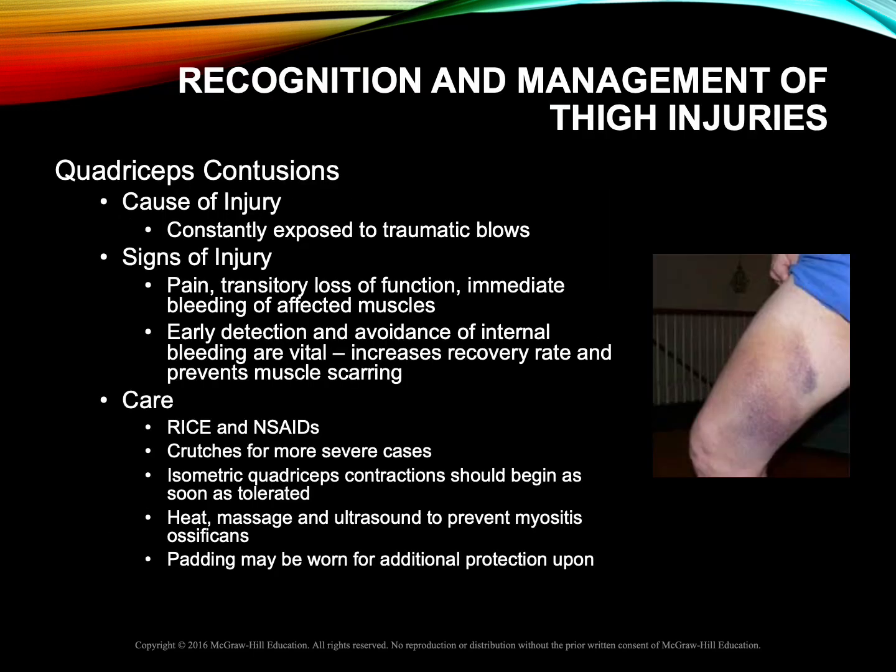A quad contusion normally occurs from a hard blow to the quad or from multiple blows to the same area. Signs of injury are intense pain and temporary loss of function, with bruising presenting either right away or within the first 48 hours. Assessment is necessary to ensure that no internal bleeding is occurring. Pain management is needed in the first hours following the injury. However, isometrics need to start as soon as they're tolerated to prevent atrophy of the muscle. Treatment should also be performed to prevent myositis ossificans, or calcification, from occurring in the area.